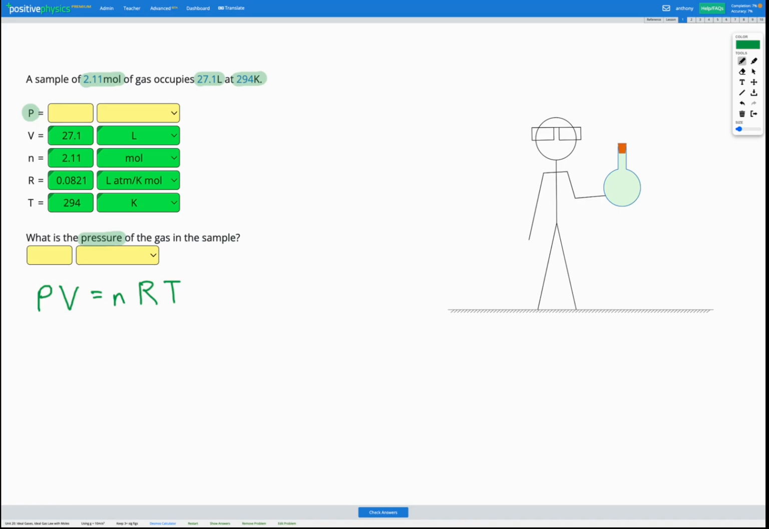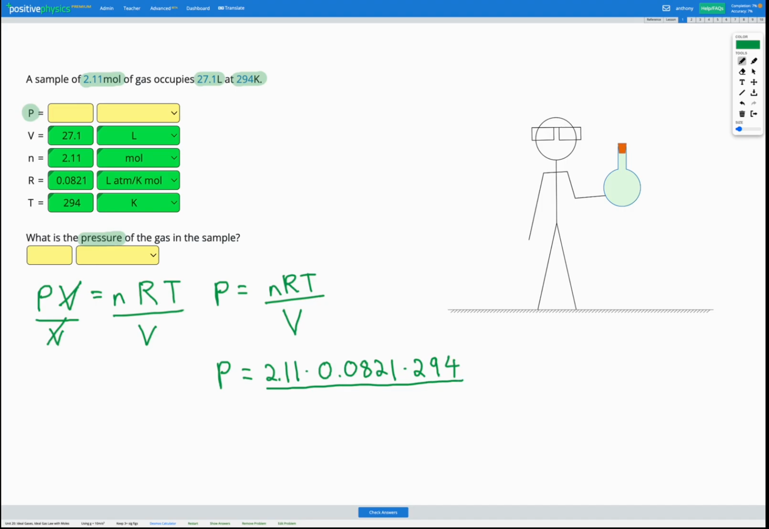So first let's solve our equation for P. On the left we've got P multiplied by V. So if we divide everything by V, that will cancel out our V on the left, leaving us with P equals nRT over V. So we can go ahead and put our numbers in now. N, the number of moles of gas, was 2.11, multiplied by R, the molar gas constant, was 0.0821. The temperature in Kelvin was 294, and we're dividing by V, the volume, which was 27.1 liters. So we can put that into our calculator, which gets us a pressure of 1.88 ATM.